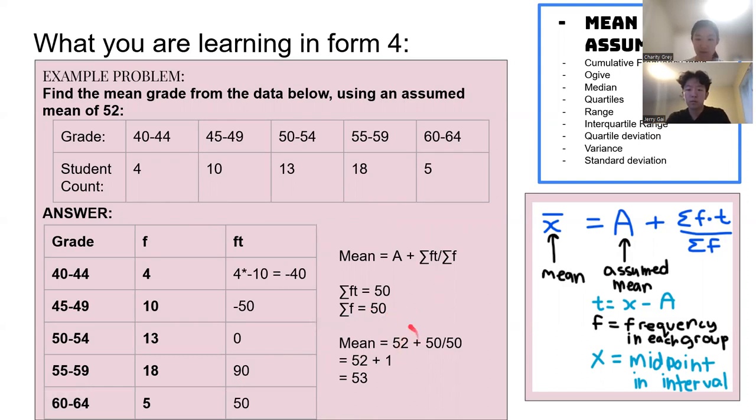We have an assumed mean of 52. The summation of ft is 50. The summation of f is 50. That simplifies. 50 over 50 simplifies to 1. And then so our final mean is 53.